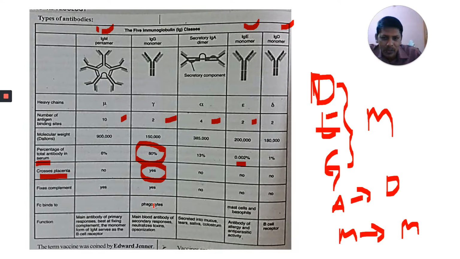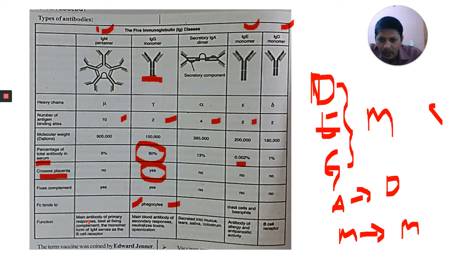And Fc binds to: here it binds to phagocytes. An antibody has two ends, this is the Fc. Fc means fragment crystallizable. This is the Fab, this is the Fc. Here the Fc binds to phagocytes, and the Fc binds to mast cells and basophils.